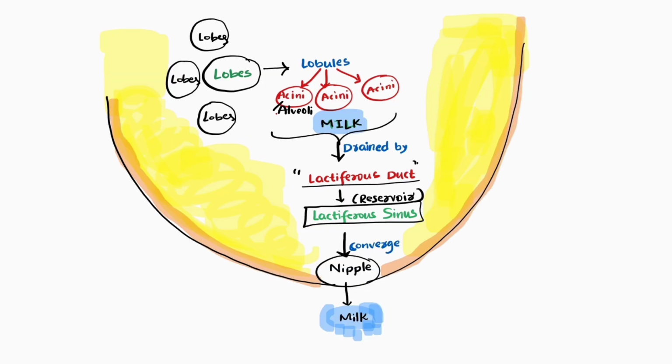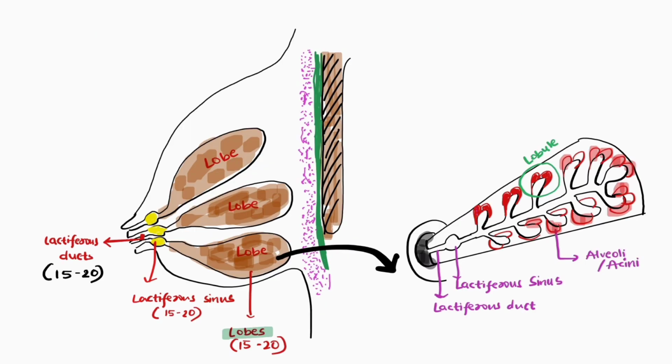In this diagram we have clearly mentioned the lobes, which have the lobules. In those lobules we have acini or alveoli. Those are nothing but the group of cell aggregates which secrete the milk, which is drained by the lactiferous duct. This lactiferous duct has a reservoir called the lactiferous sinus, as we all know. This lactiferous duct converges towards the nipple and exits. If you see this diagram, the lobes converge, which further forms the lactiferous sinus and then the lactiferous duct, which opens onto the nipple.